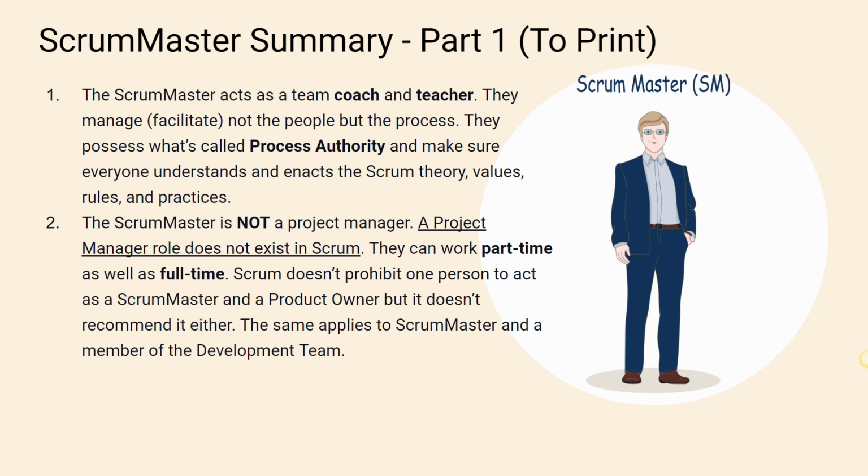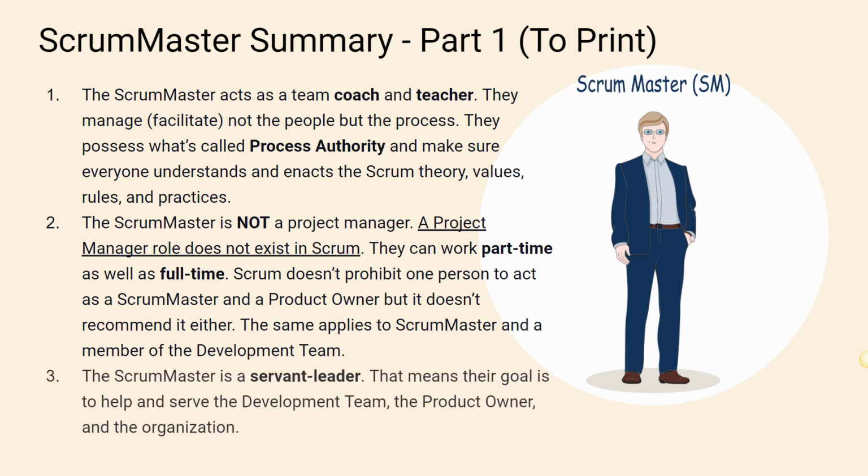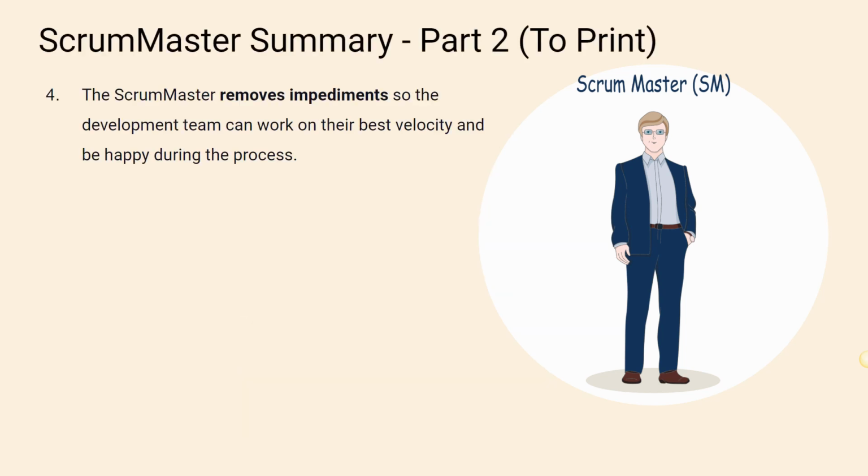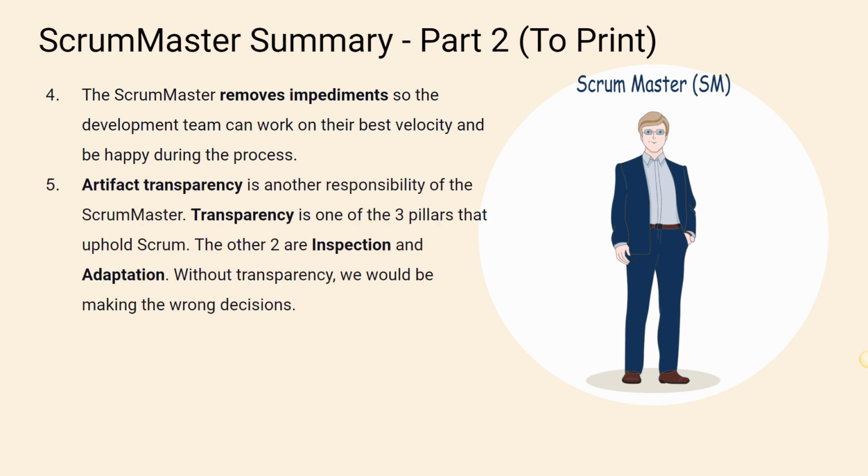Scrum doesn't prohibit one person to act as a Scrum Master and a product owner, but it does not recommend it either. The same applies to Scrum Master and a member of the development team. The Scrum Master is a servant leader. That means the goal is to help and serve the development team, the product owner, and the organization. The Scrum Master removes impediments so the development team can work to their best velocity and be happy during the process. Artifact transparency is another responsibility of the Scrum Master.